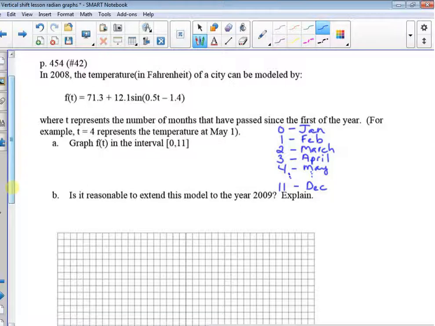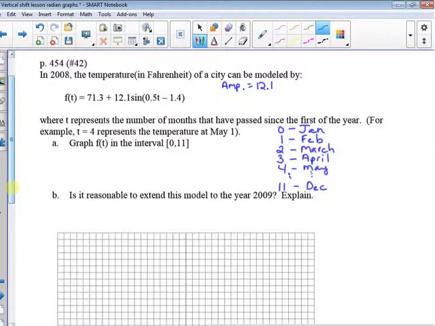So now, it says graph f of t in the interval 0, 11. So that's an interval notation that means including 0 and including 11. So this one is going to be difficult to take, we can find the amplitude, frequency, the period, and the phase shift, but it might be difficult to do without our calculator, so we're going to have to use our calculator. So I am going to write down, though, my amplitude is equal to 12.1.